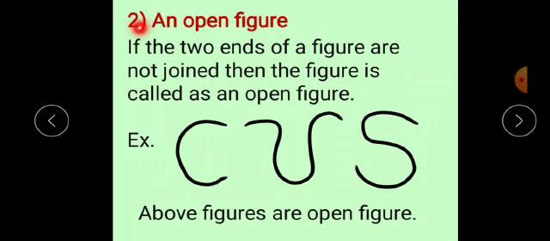Then second is an open figure. If the two ends of a figure are not joined, then the figure is called an open figure. If two ends are not joined, then only the figure is an open figure. For example, see this figure. We can clearly see two ends of the figure, and when the two ends are not joined, this figure is called an open figure.